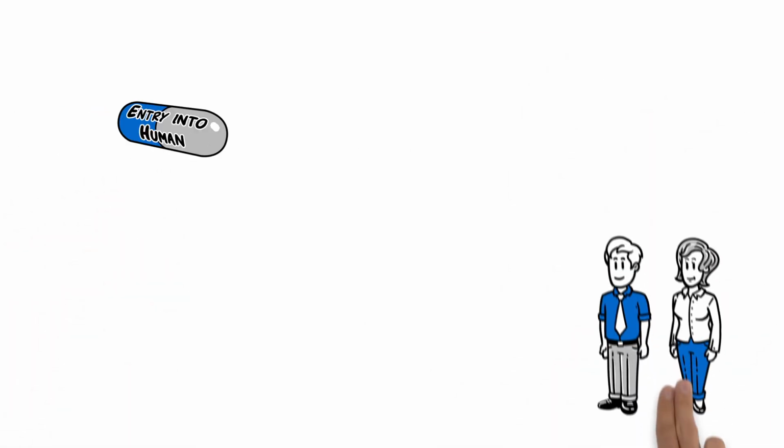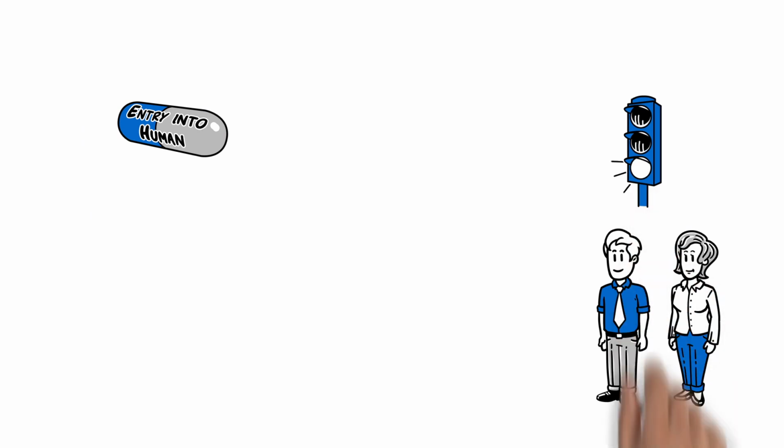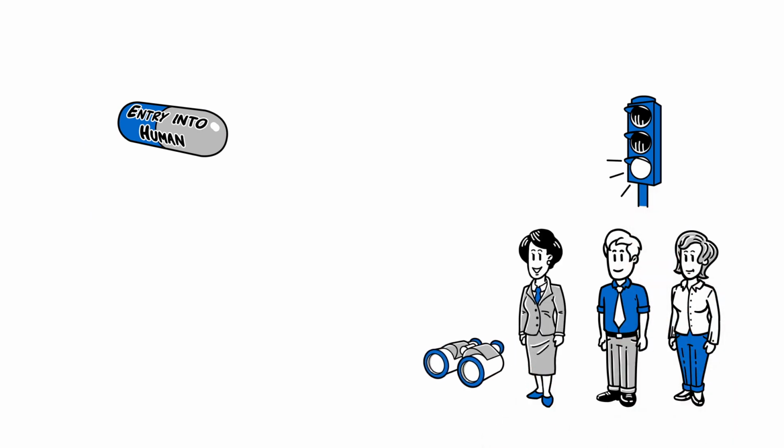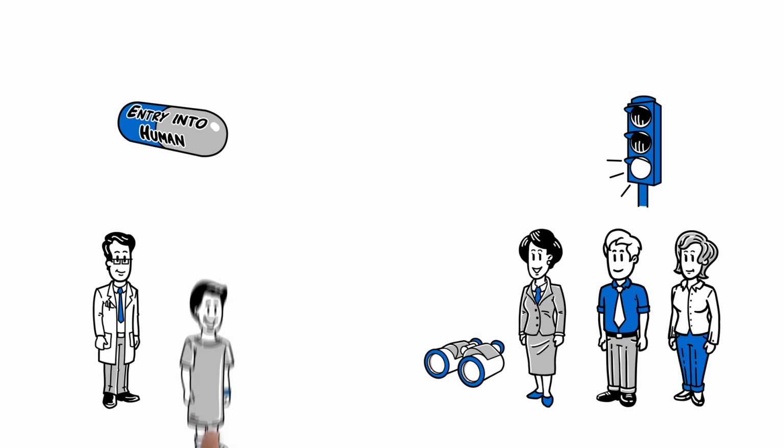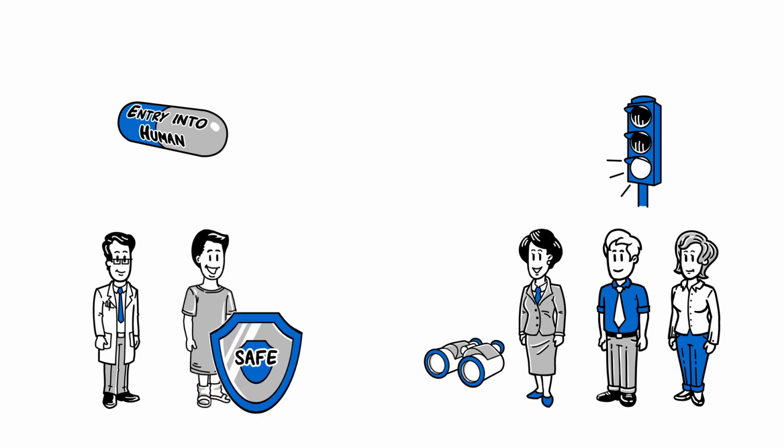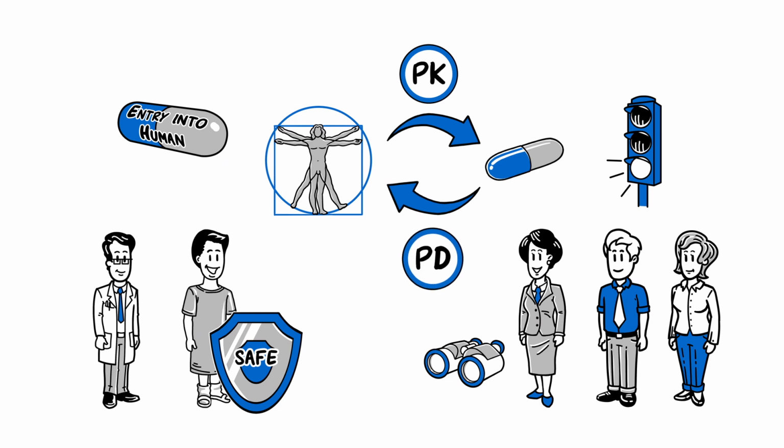Once the entry into human study is designed, a study team will be assigned to execute the study protocol. Annie will monitor the active phase of the project closely in collaboration with the principal investigator, who will observe the subjects very carefully. Annie will characterize the safety and tolerability, pharmacokinetics, and pharmacodynamics of the drug.